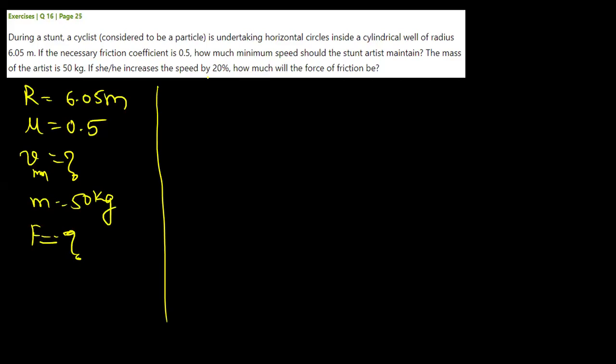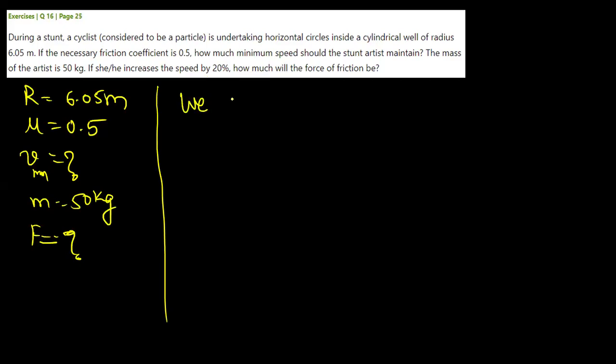Minimum speed V पता करना है. V minimum speed for the stunt artist. The mass is given as 50 kg, and if he or she increases the speed by 20%, what will be the force of friction? You have studied well of death का formula. Well of death का formula का ये example यहाँ पे है. This is a numerical based on well of death.